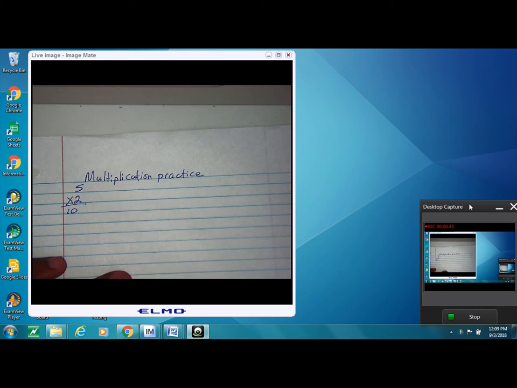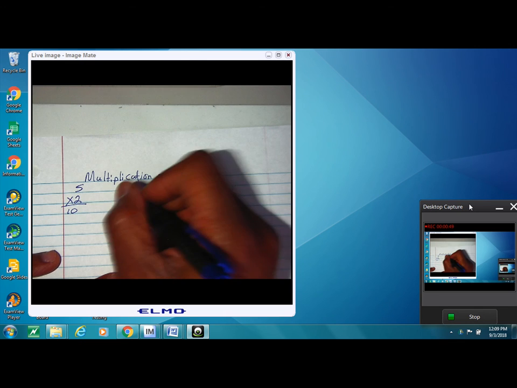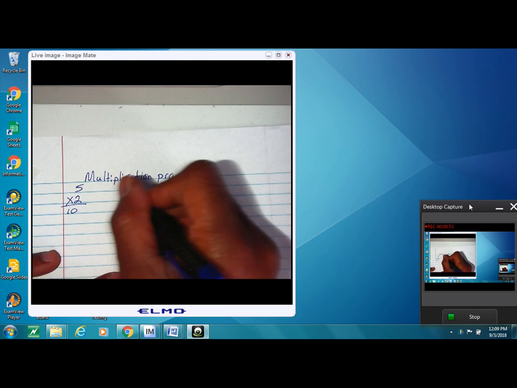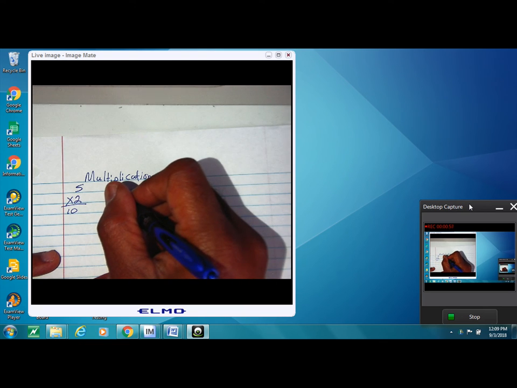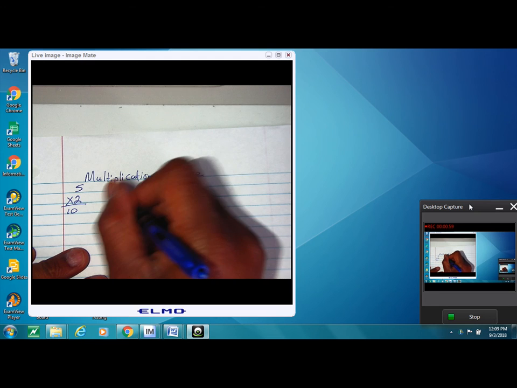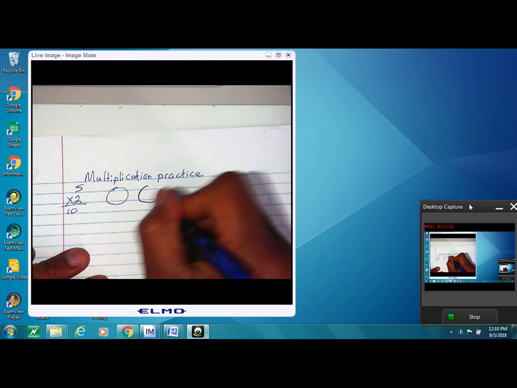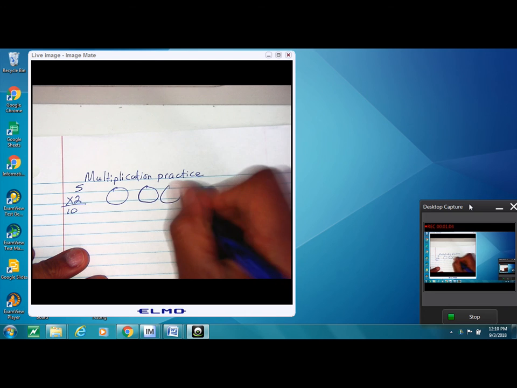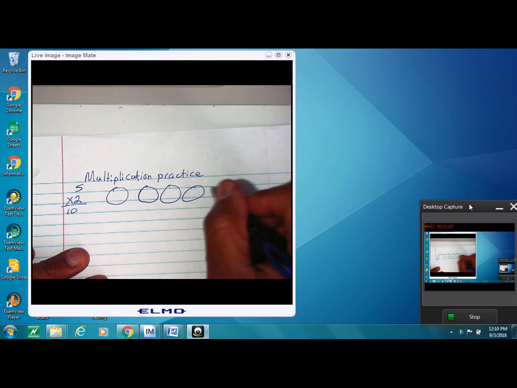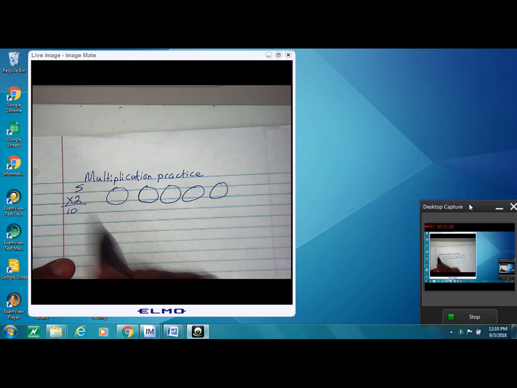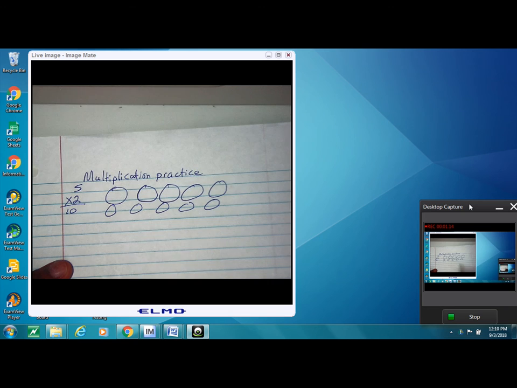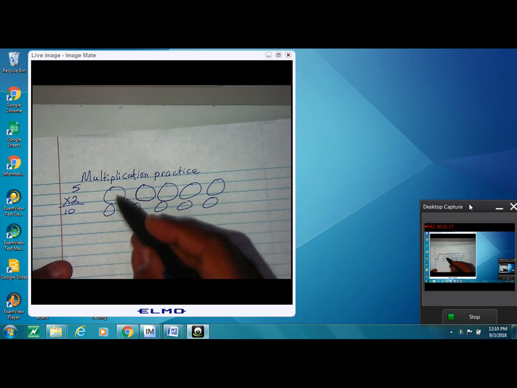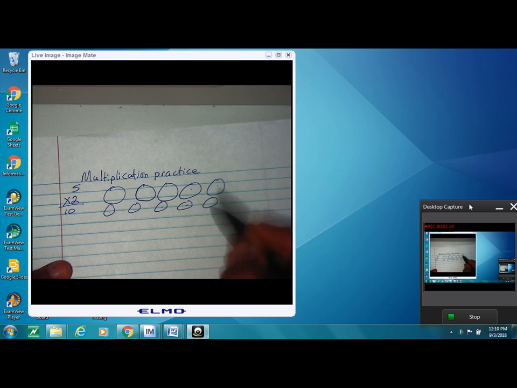One of the things you can do to do that is you can draw 5 circles and put 2 in each. Let's go 1, 2, 3, 4, 5. I've given you 5 right there. Now let's go 5 a second time. 1, 2, 3, 4, 5. Okay? So how many do I have? 1, 2, 3, 4, 5, 6, 7, 8, 9, 10.